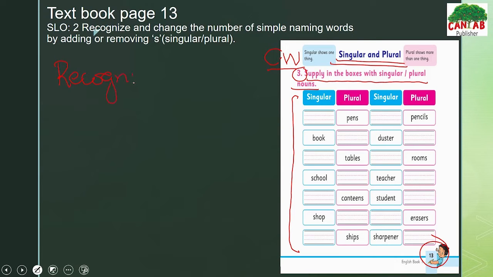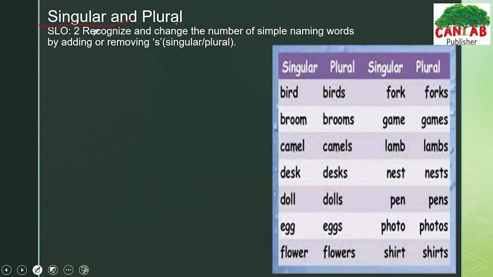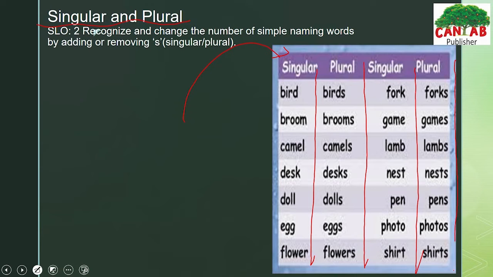recognize. The word recognize means to learn, know, or remember. The meaning of the word recognize is to learn, know, or remember. So to practice this concept, singular and plural nouns, we are going to read out some very basic words. If you look at this poster here, singulars and their plurals are mentioned here.